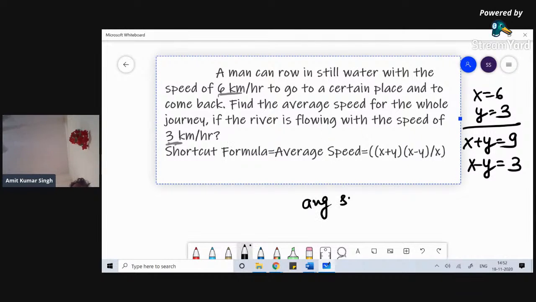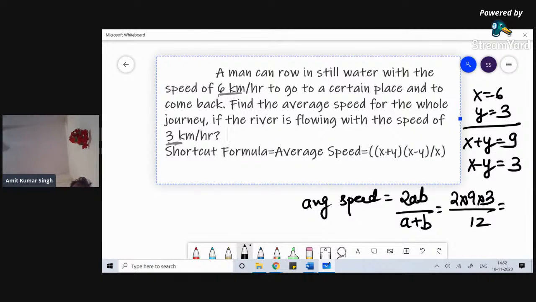Okay, find the average speed. What is the average speed? The average speed formula I told you before, 2ab by a plus b. I think everyone knows this formula. So 2 into 9 into 3 divided by 9 plus 3. You do it, you will get 4.5 kilometers per hour.